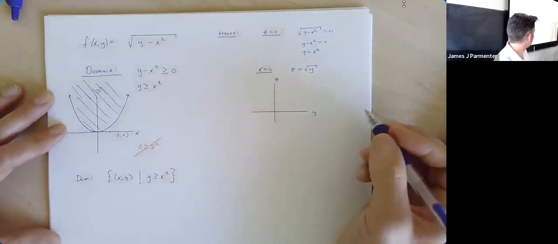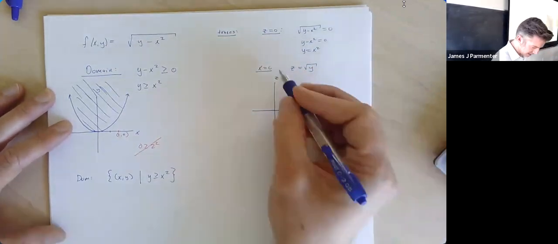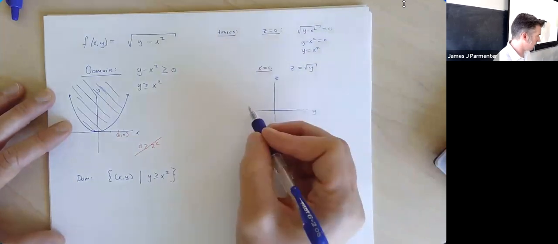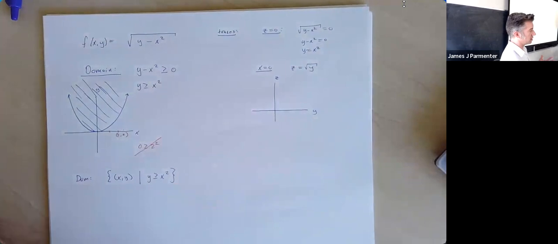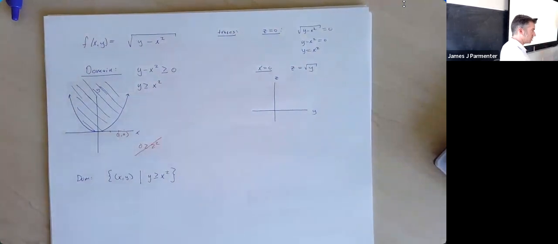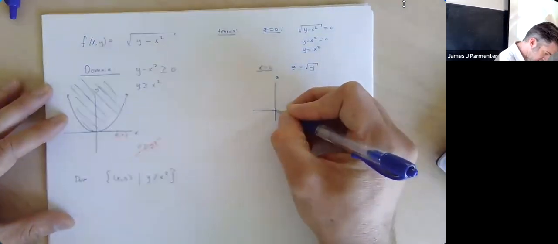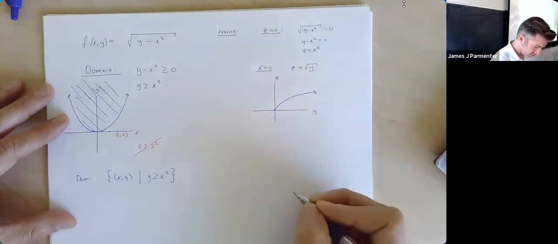When I'm graphing these traces, I'm almost always graphing the z-axis as the vertical axis and either the x or y-axis as the horizontal axis. That's how I'm usually orienting the three-dimensional xyz coordinate system. So here, it's just the usual square root looking function.